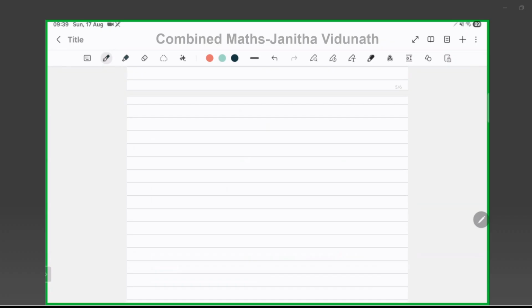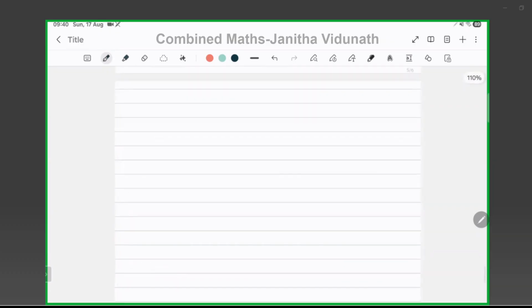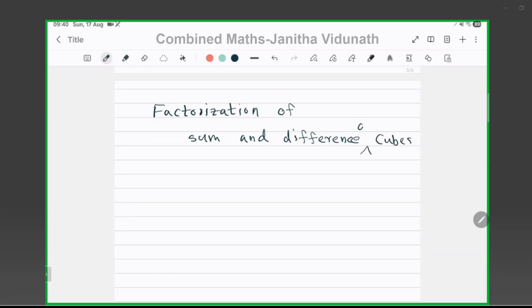Okay, let's start today's lesson. First, we need to learn the factorization of sum and difference of cubes. First thing is the factorization of sum and difference of cubes.